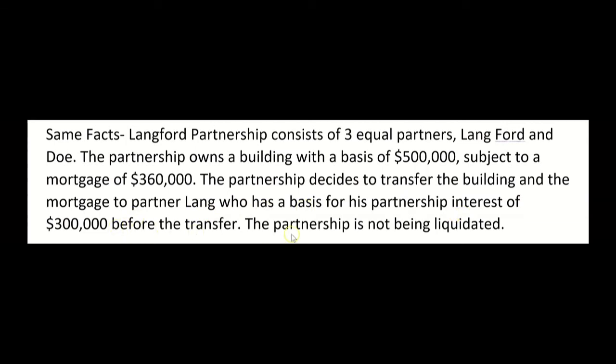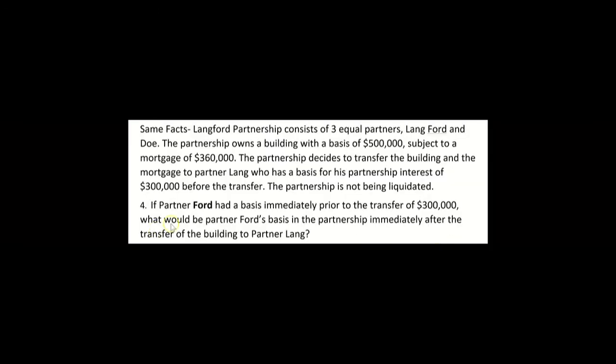Everything's the same, right? The partnership is not being liquidated, so it's a normal distribution again. So what are they going to ask us this time? All right, this time they're asking about partner Ford. If partner Ford had a basis immediately prior to the transfer of $300,000, what would be partner Ford's basis in the partnership immediately after the transfer of the building to partner Lang? So now they're asking about partner Ford, not partner Lang, but Lang's still getting the building and the mortgage.